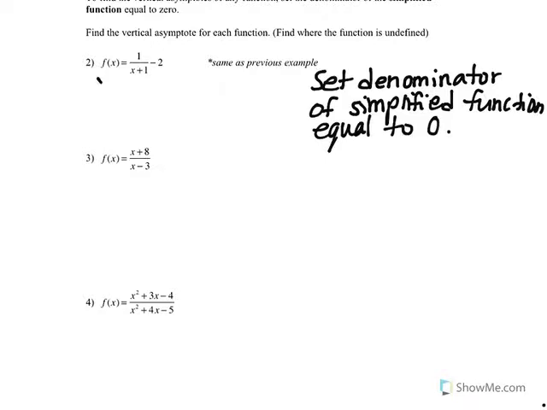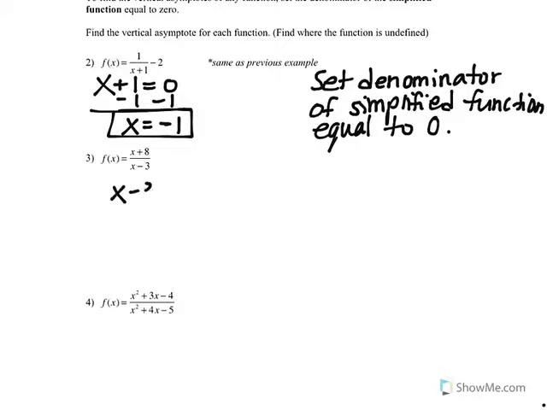So our first one's already simplified. We're going to do x plus 1 equals 0, solve for x, and that gives us our vertical asymptote. So if you're not sure about which one is which, this is something you could always do in the problems first. For our second one, we can do x minus 3 is equal to 0, add 3, we get x is 3, our vertical asymptote.